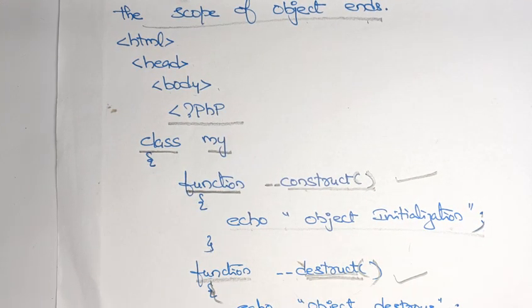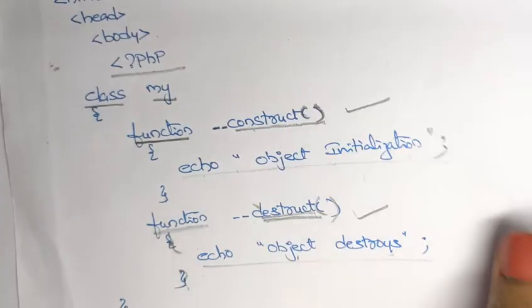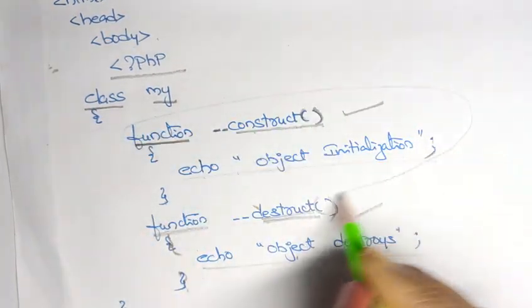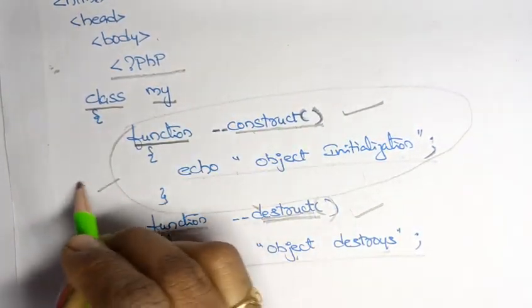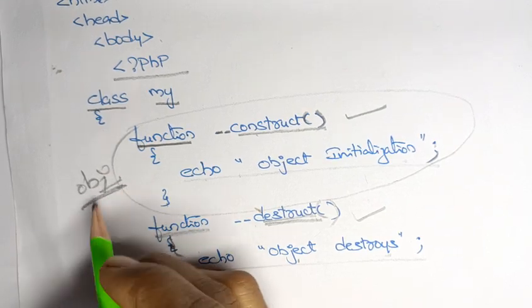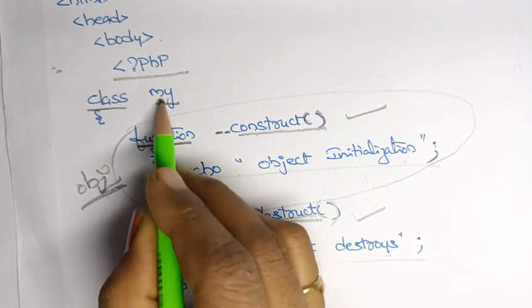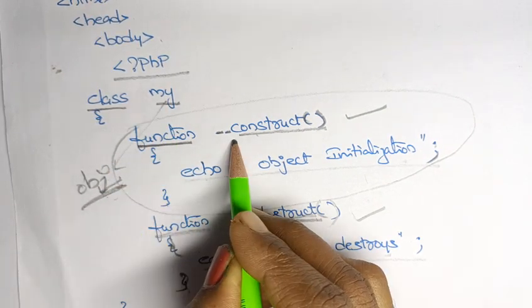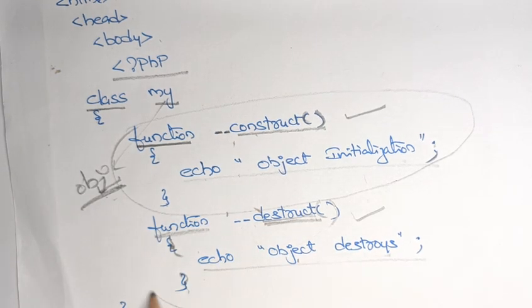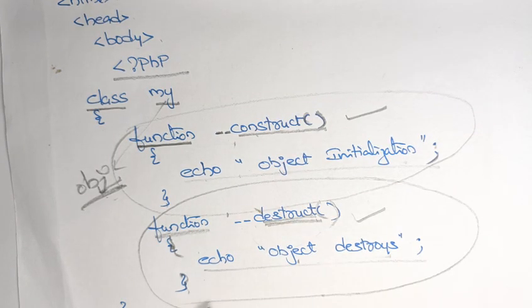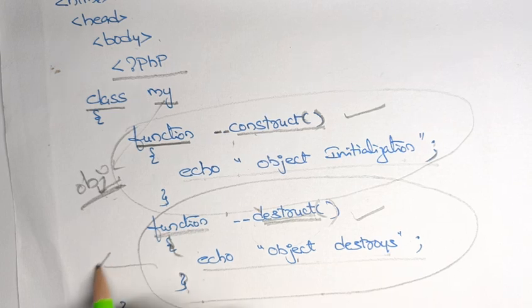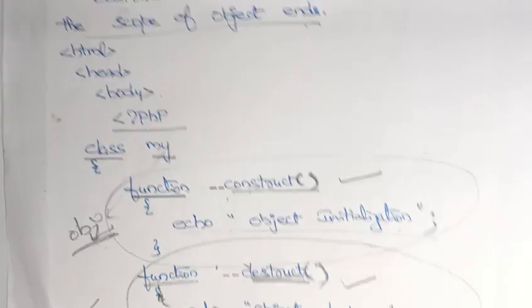This destructor will be called automatically when the object scope ends. The constructor is called automatically when the object is created. Whenever you create an object for the class, this constructor will be called automatically. Whenever the object scope ends, this destructor will be called automatically.